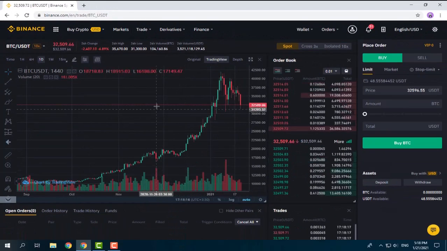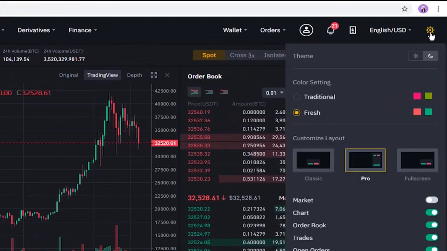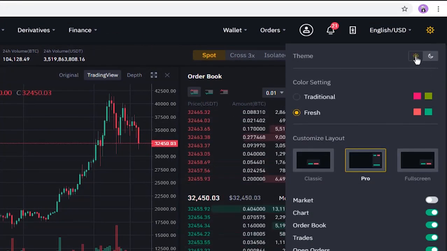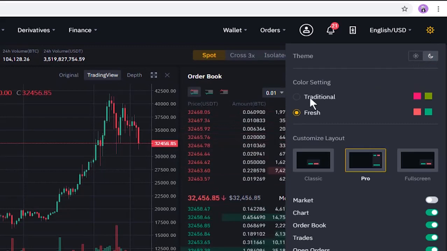All right, here we go. We are in the exchange now. First, let me show you the difference between classic and advanced. Here in the top right of the window, we have the settings button. Here you can switch between light or dark mode, as you can see. And here you can change the red and green color into traditional or fresh. We keep it fresh. And here you can customize the layout of the window, which is actually the classic or advanced that was labeled on the homepage.